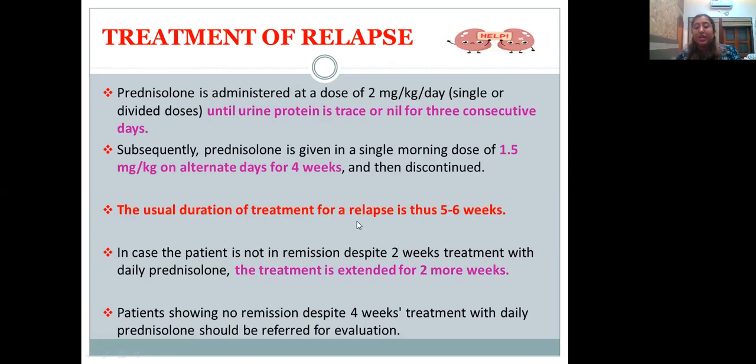Now, in case the patient is not in remission despite 2 weeks of treatment with daily prednisolone, the treatment is extended for 2 more weeks. But patients who show no remission despite 4 weeks of daily therapy with prednisolone have to be referred for evaluation. So after 2 weeks of daily prednisolone, if the child is not showing remission, go ahead with 2 more weeks of daily prednisolone, 2 mg per kg per day. But if even after 4 weeks there is no remission, further evaluation has to be done.